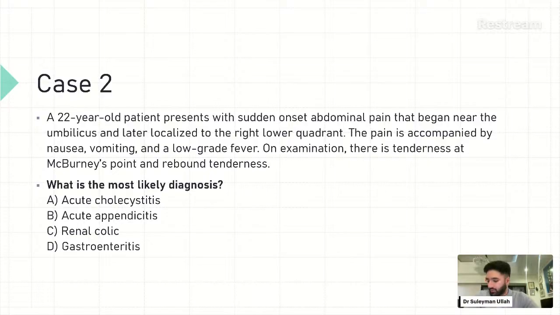Okay, so well done, everyone. You've got this one right. That's acute appendicitis, a very classic presentation for acute appendicitis. Young patient with central abdominal pain that radiates to the right lower quadrant. Good.